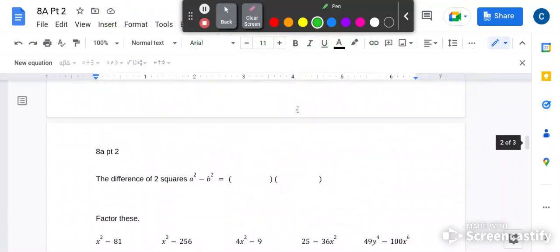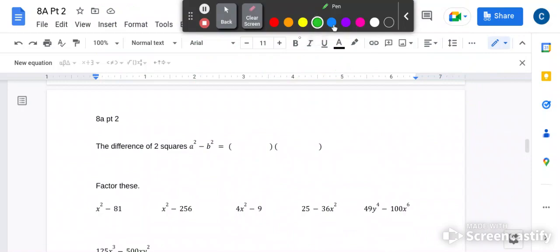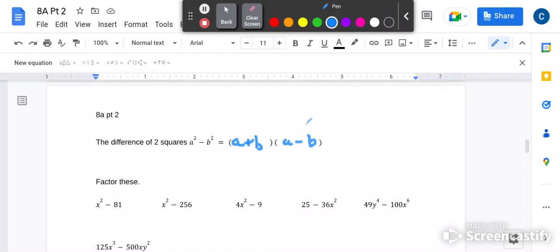Okay. All right, difference of squares. If we have a squared minus b squared, this is really simple. It's going to be a plus b times a minus b. Okay, and that's it. That's really, really simple. If you're not sure a number is a perfect square, square root it and see if it is a perfect square or not.